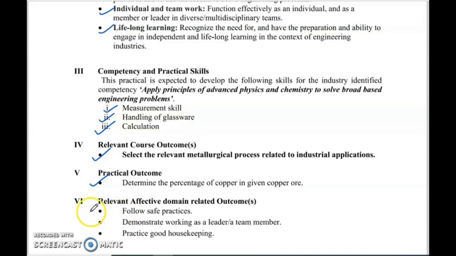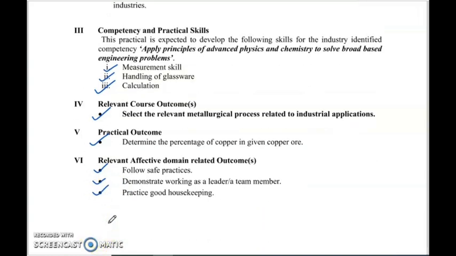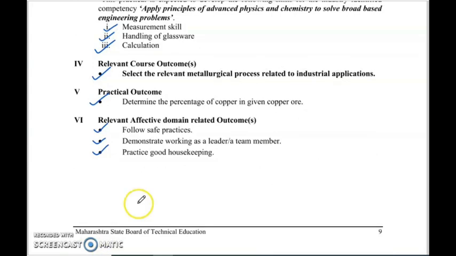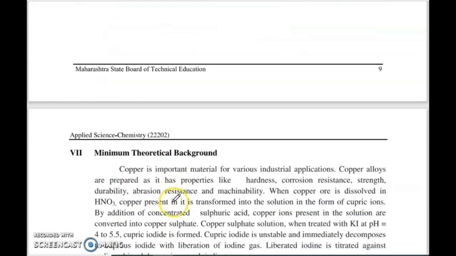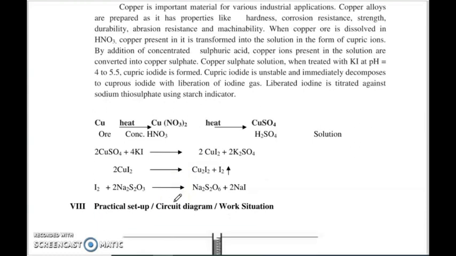The affective domain outcome is that you have to follow the safety practices, as you are using concentrated nitric acid and sulfuric acid. So you have to take care while handling the concentrated acids. Demonstrate working as a team leader as well as a team member, and practice good housekeeping. So these are the affective domain related outcomes which are developed after performing the experiment.